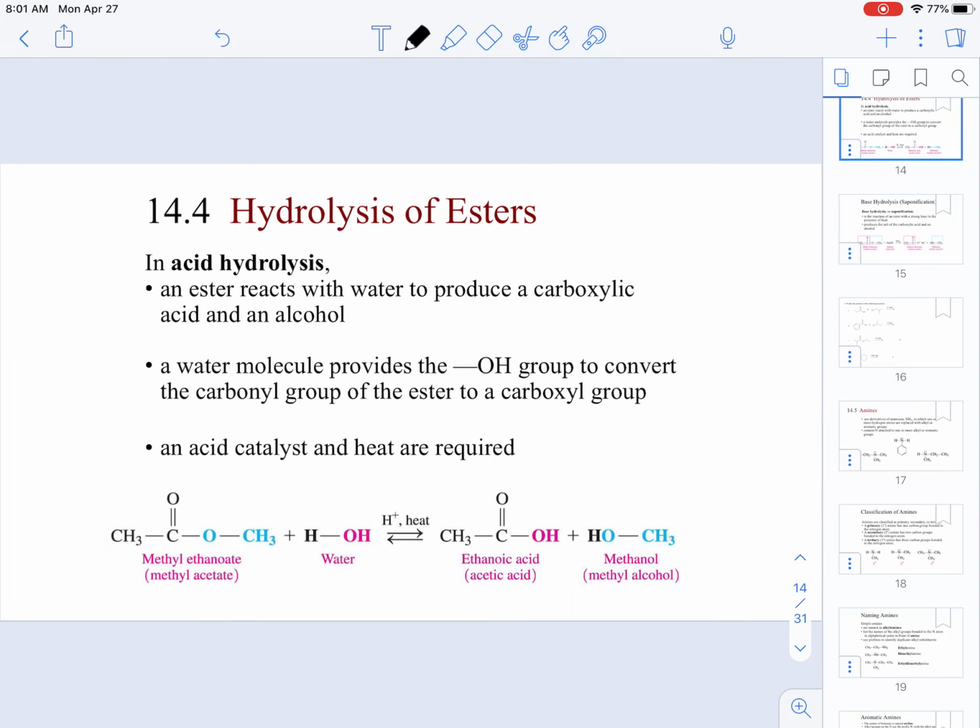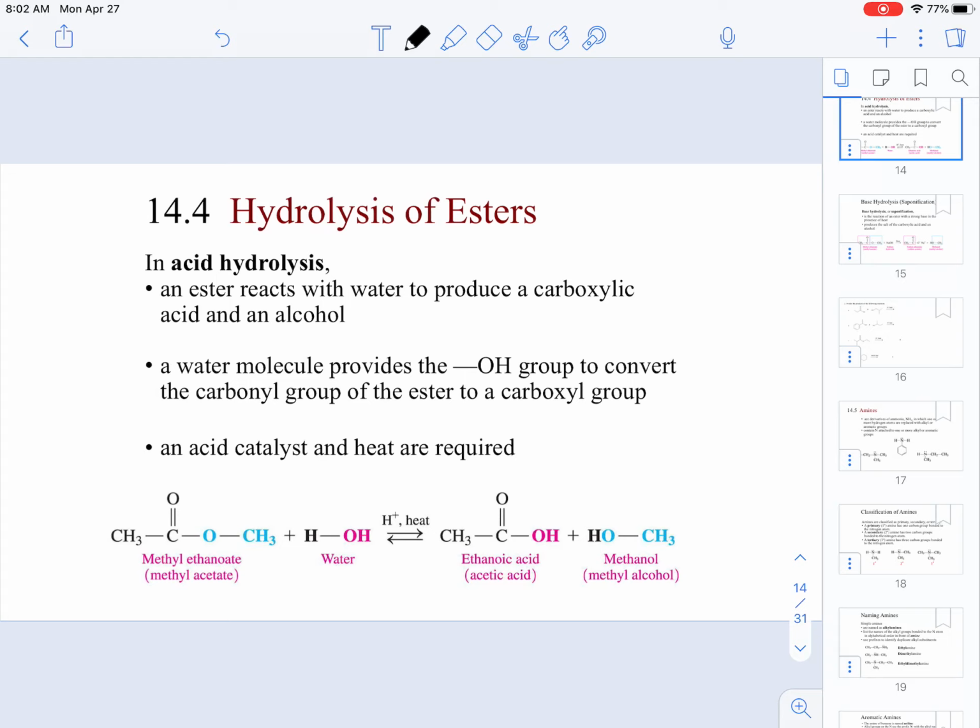Now that I showed you how to synthesize esters, I'm going to show you how to hydrolyze them. The reason why we go over hydrolysis is because this is one of the processes that happen in the body in order for fats to be utilized as energy, okay? But a reaction that involves the hydrolysis of esters is also very useful in some of the products that you may have at home already.